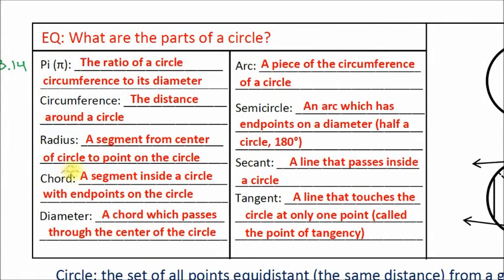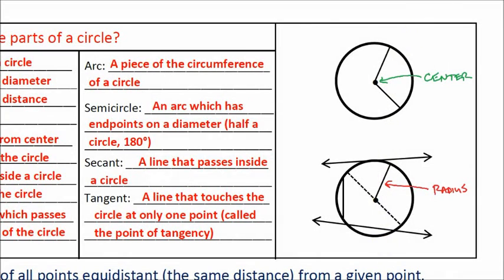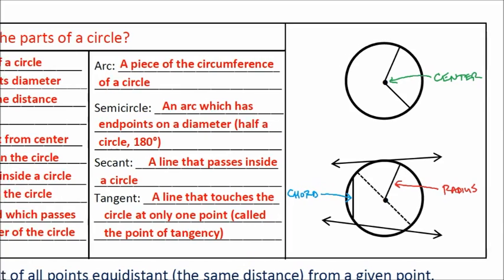A chord is a segment inside a circle with endpoints on the circle. So here's an example of a chord. This little line right here, let's go ahead and label that. This line segment that has its endpoints on the circle, that is known as a chord. And it's spelled like chord, but we pronounce it as chord.